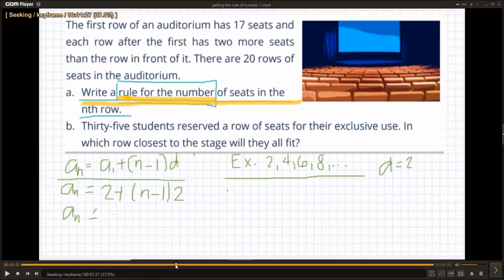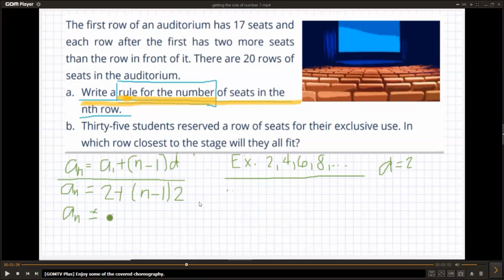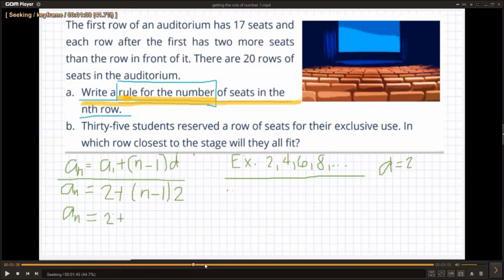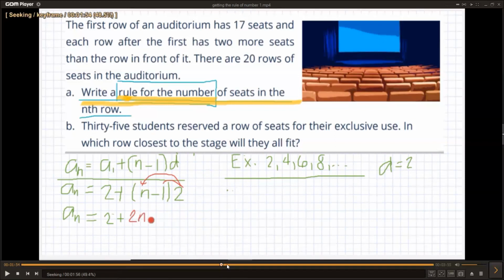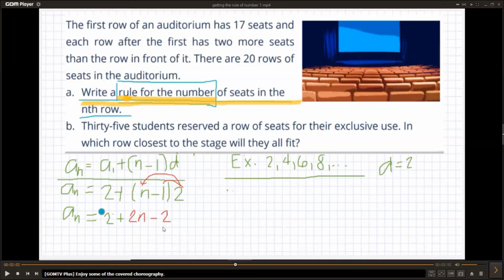Now, to solve that, we need to evaluate this equation by working on the parentheses first. We need to distribute the common difference, or the d, on the parentheses. So we have n times 2 is 2n, and negative 2 times 2 is negative 2. So this would be the new equation after evaluating the parentheses.